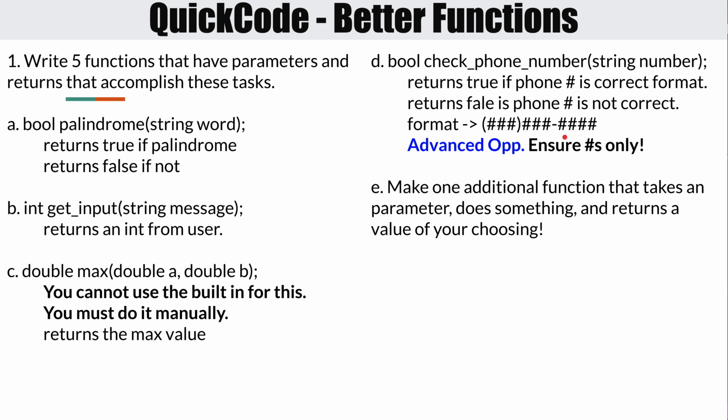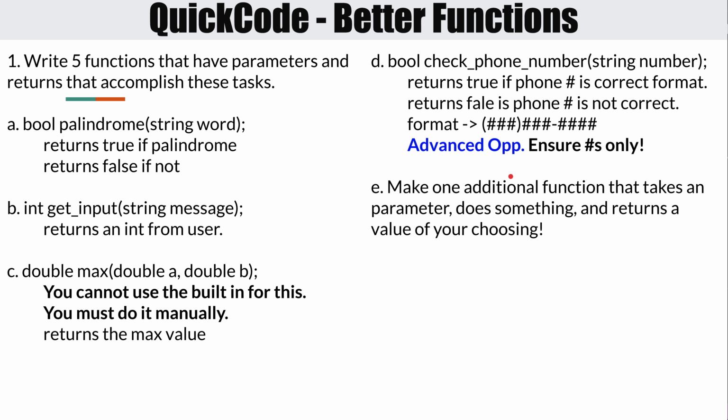Now, here's your advanced opportunity. Ensure that you only get numbers, okay? In this example, I just want you to check essentially that it is listed this way, not necessarily that it's a real phone number. So technically, characters might be able to pass. If you want an advanced opportunity, ensure that there are only numbers, okay? And that they're positive ones.